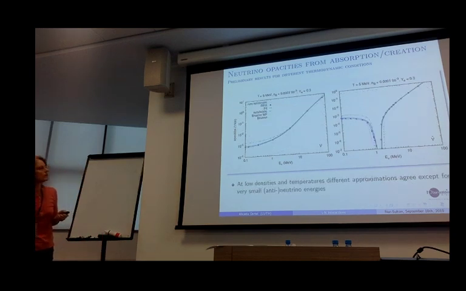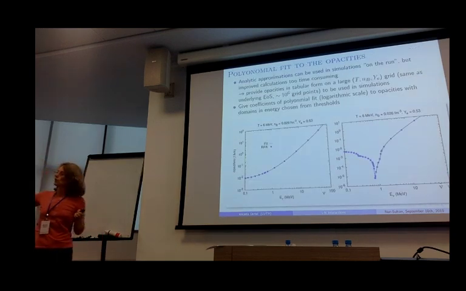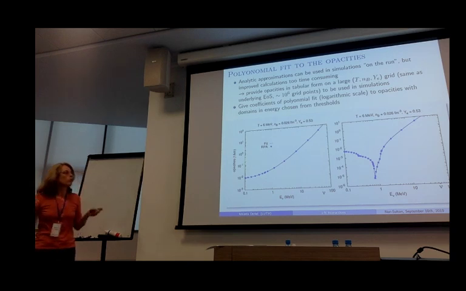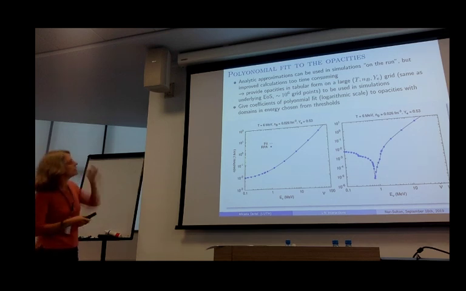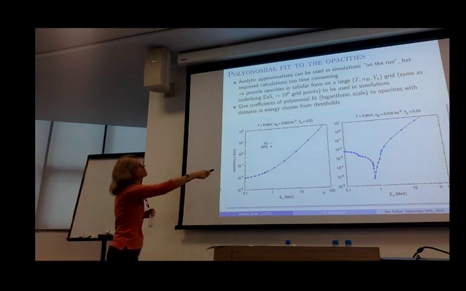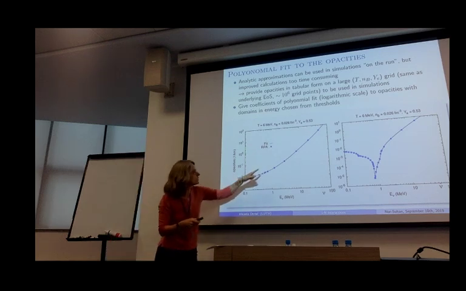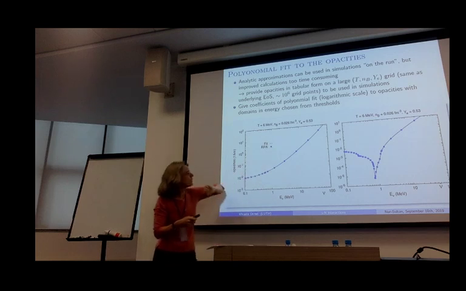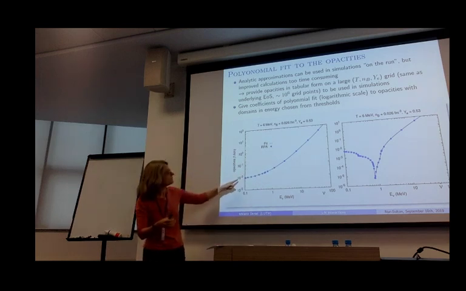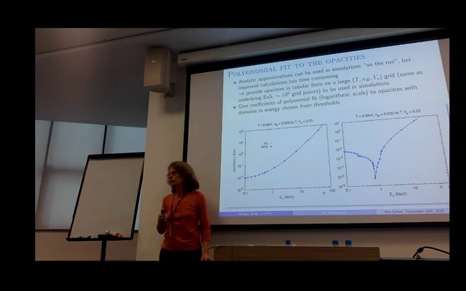So the idea here is that you do an interpolation, a polynomial fit to the results for the reaction rates, and then provide just the coefficients of the fit such that you can use them in simulations. And here I show one example of how this polynomial fit is done. The dots correspond to the points where the rate has been calculated, and the line corresponds to the fit.